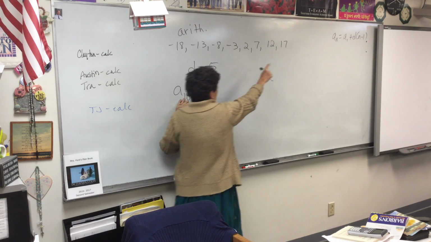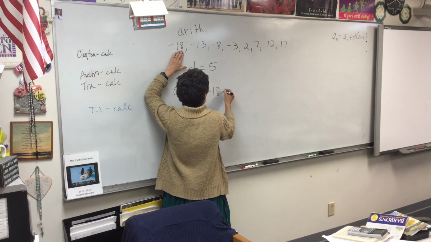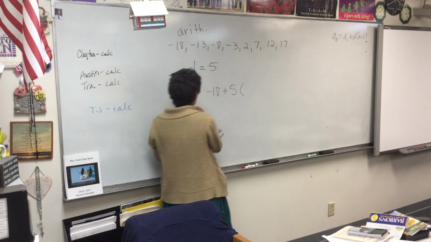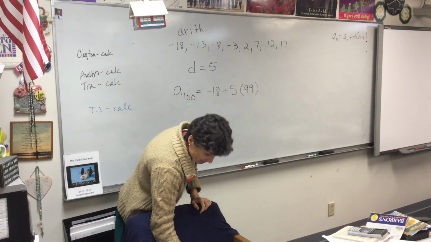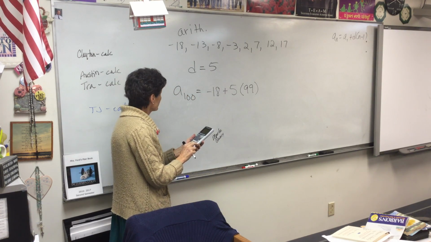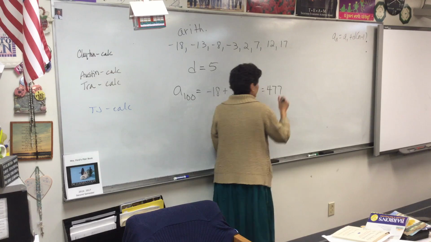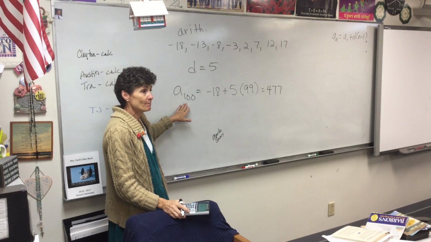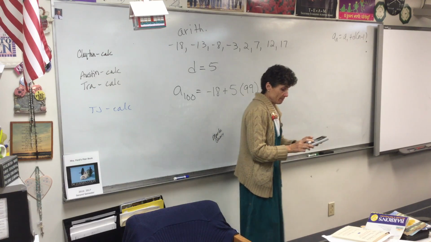The 100th term, a sub 100 equals what? Negative 18 plus 5 times. Okay, but what's n? So it'd be 99. Yep, good. Now that's not the question on the quiz or on the paper, guys, but this is review. This is what we talked about the other day. 477. You can find any term you want. If somebody said, let's find the 2000th term, could we do that? Yeah. You can find any term you want using that formula.